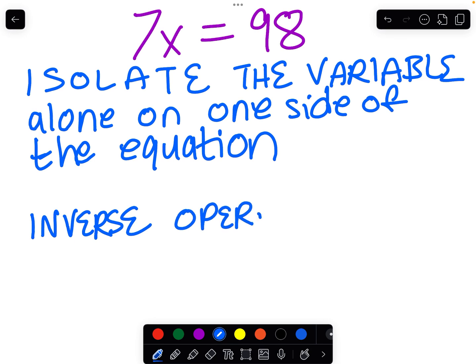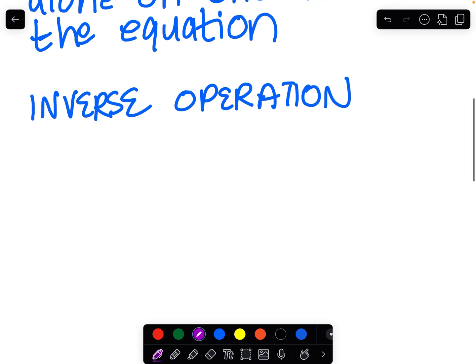So in my class, we've done one-step equations with addition and subtraction. We know addition is the inverse of subtraction, and subtraction is the inverse of addition. Well, it works the same way with multiplication and division. Multiplication is the inverse of division, and division is the inverse operation of multiplication.